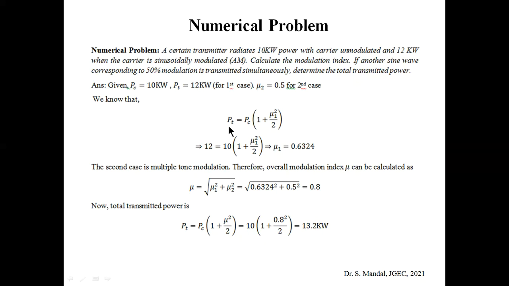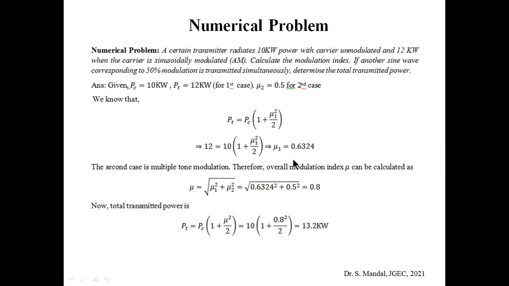Okay, so first of all let's calculate the modulation index for the first scenario. That means for 10 kilowatt and 12 kilowatt, what will be the value of mu? So PT equals Pc into 1 plus mu 1 square by 2. Just substitute the values 12 and 10, and we get mu 1 equal to 0.6324. And when another sinusoidal wave is present, in that case we can consider it as multiple tone modulation. So the effective modulation index mu is nothing but root over of mu 1 square plus mu 2 square.